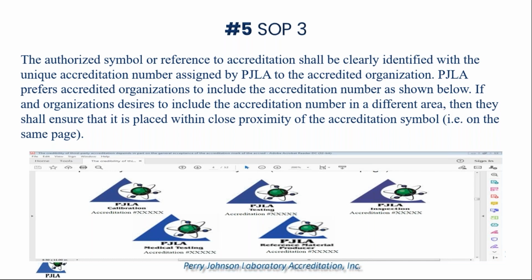It needs to specify your area of accreditation. For 17025, it's either calibration, testing, or sampling. If you're a 17020 inspection body, then it would of course relate to inspection. Something that also needs to accompany the symbol is your unique accreditation number. So the symbol has to also, in conjunction with displaying it, have your unique accreditation number.